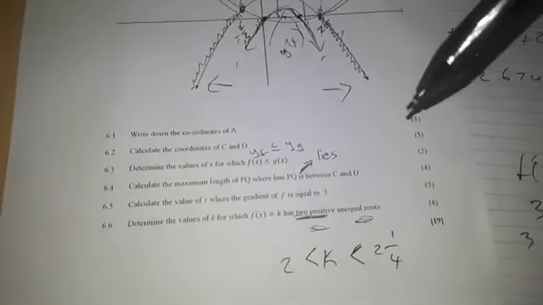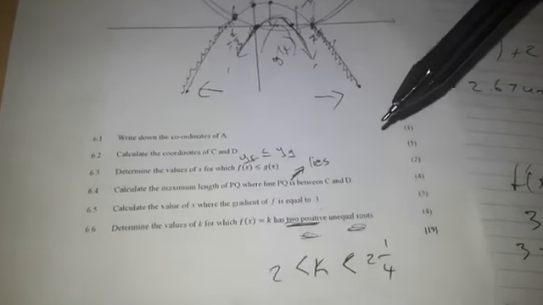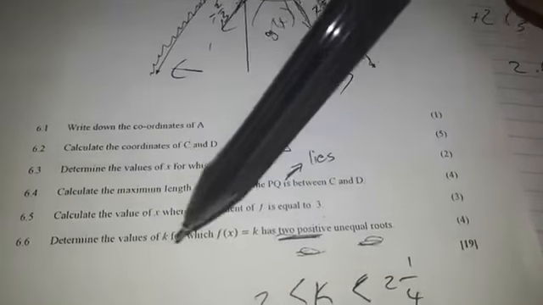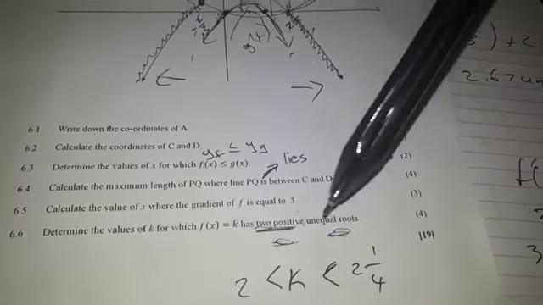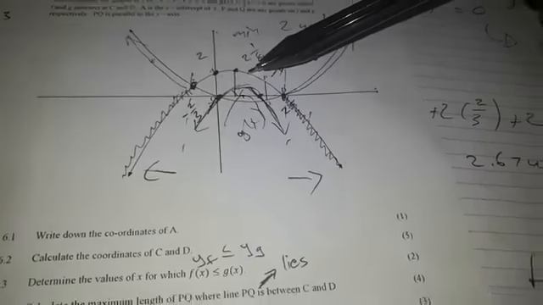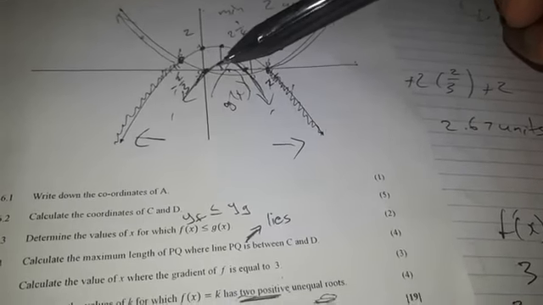I think this is one of those questions that may not be the best to listen to right now. It's just nonsense. But anyways, determine the values of k for which f of x is equal to k has 2 positive unequal roots. So for this graph to have 2 roots that are positive, it has to be moved down a minimum of 2 units.